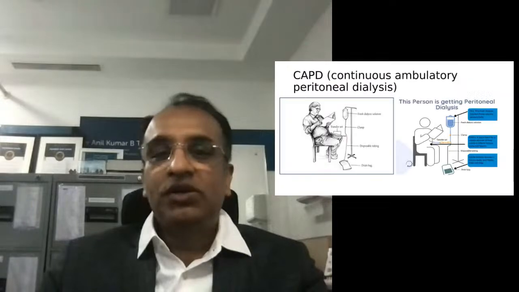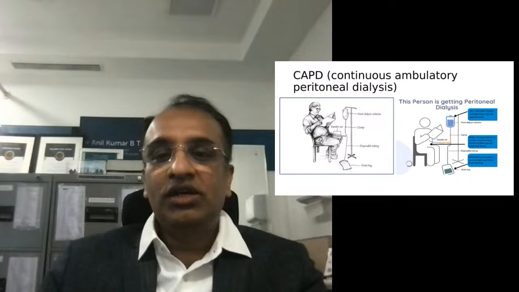So how does the peritoneal dialysis work? This is a patient sitting on a chair doing peritoneal dialysis. There are two bags here. This is a bag filled with the peritoneal dialysis fluid. This is an empty bag. The fluid comes from here to the abdomen, and there is a lock here, and this lock is closed, and he can walk around.